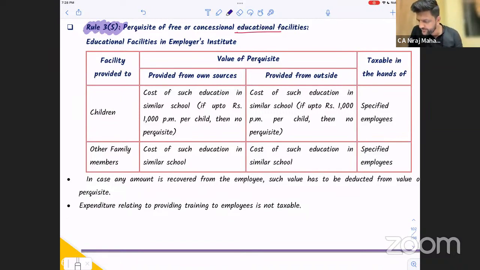Mast chal raha hai. Udupi is in Karnataka. I know, Vishnu. You were telling him. Are you guys reading or no? And Vishnu, what else?